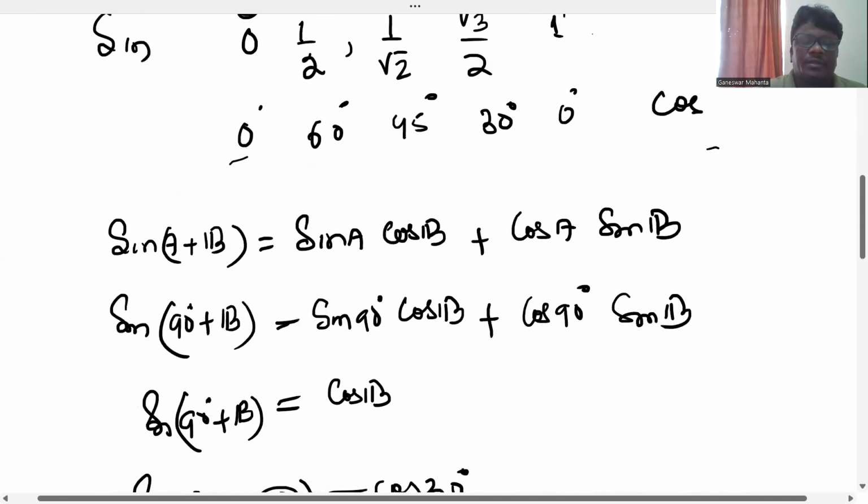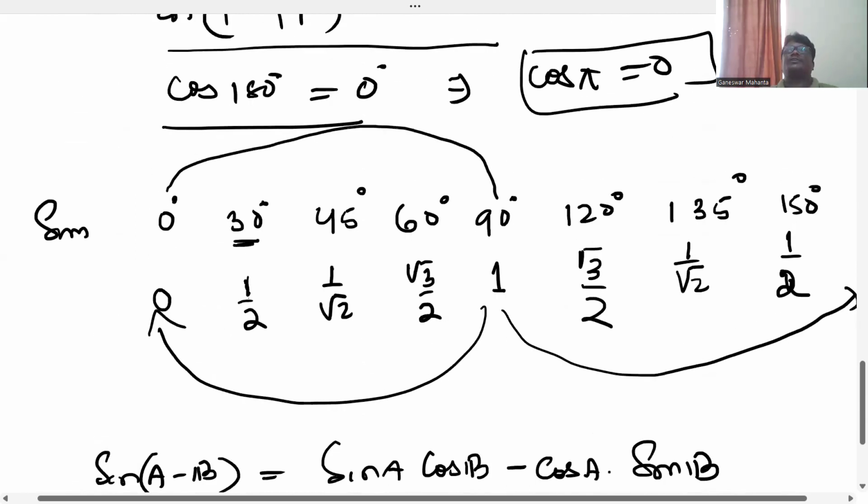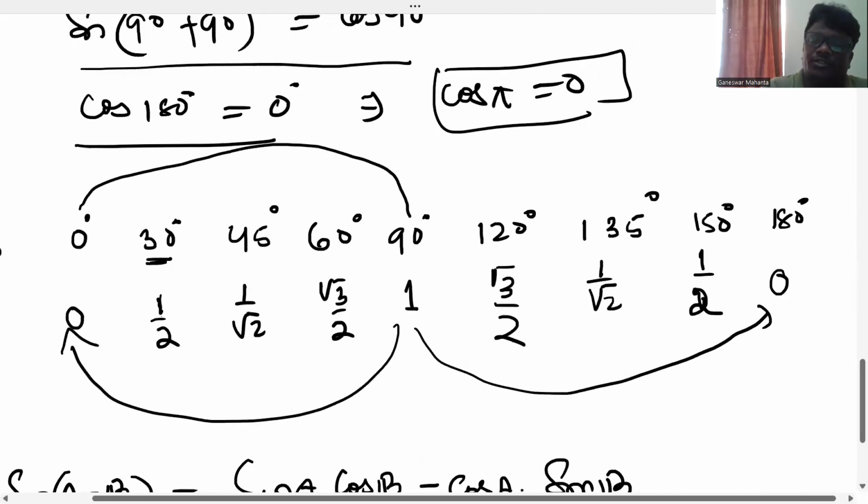Just remember these angles. Again, how to remember all the angles of sine theta: sine 0 degrees is 0, sine 30 is 1 by 2, sine 45 is 1 by root 2, sine 60 is root 3 by 2, and sine 90 is 1. Again, just reverse and write down: root 3 by 2, 1 by root 2, 1 by 2, and 0. Then 90 plus 30, that is 120 degrees, value root 3 by 2. 90 plus 45 is 135, 1 by root 2. And 150, then 180. All the angles are presented here. You just remember these values.